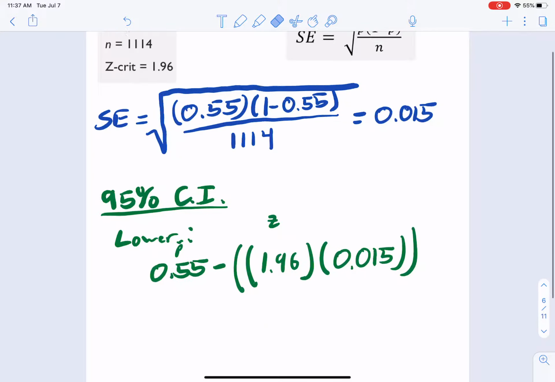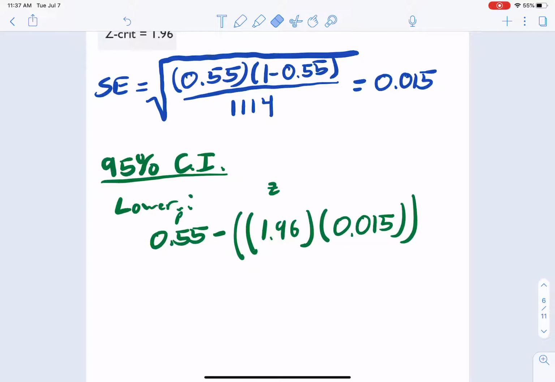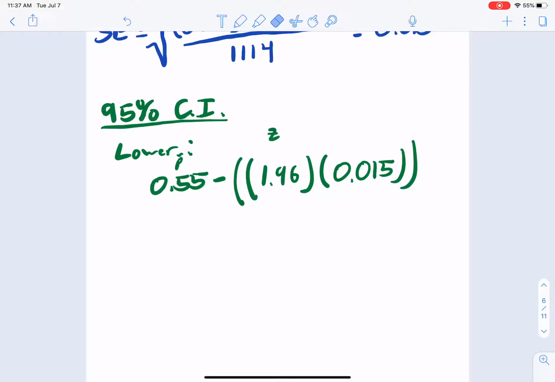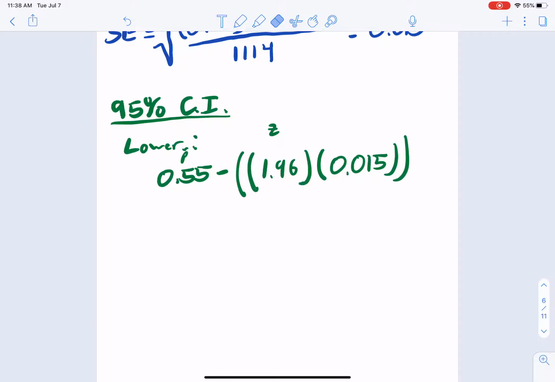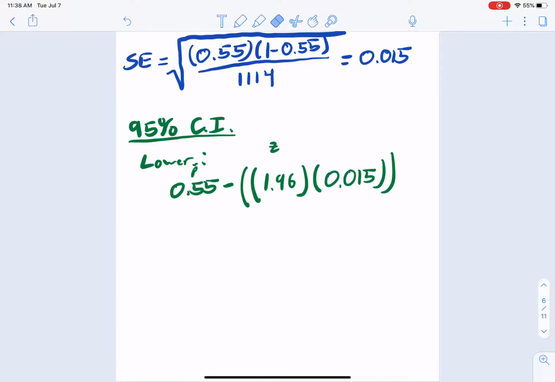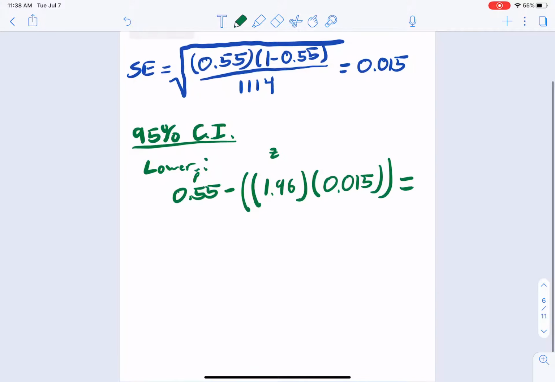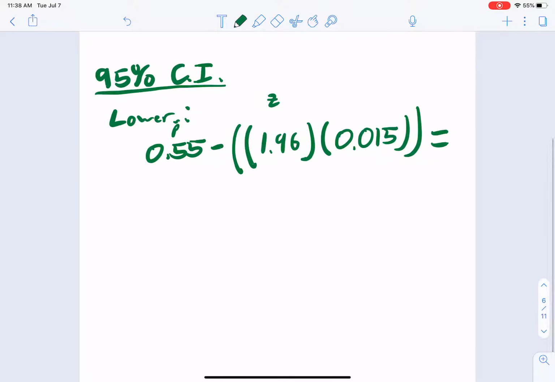Okay, so let's see. It turns out, let me run this again. I've got the math open on another screen. This lower bound is 0.52. That's the lower bound. So highlight that. Cute. Very cute. Let's do it again for the upper.